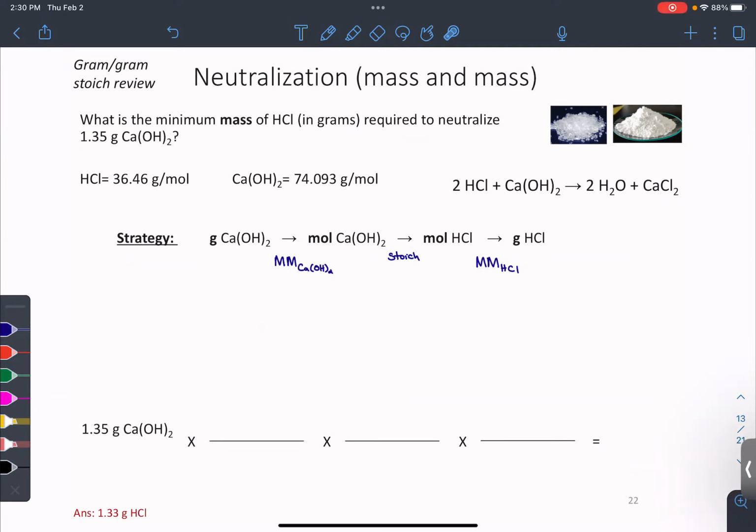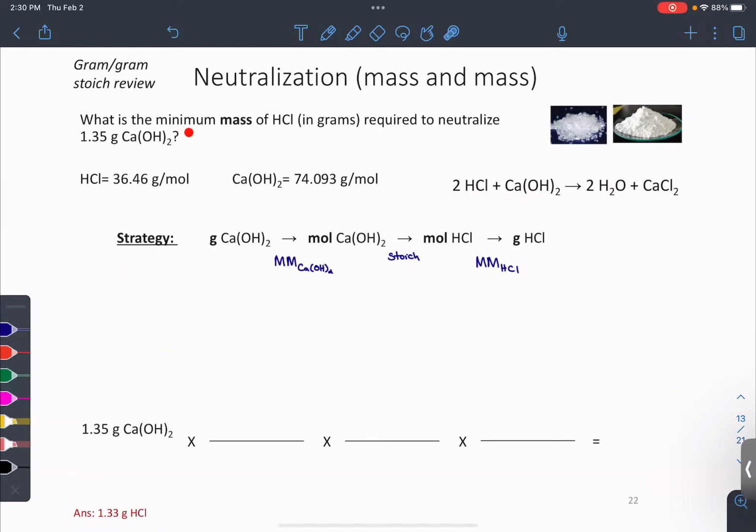But I'll give you another example that's a little bit more familiar. So let's look at this chemical reaction where we take 2 moles of HCl, that's a monoprotic acid. We take 1 mole of calcium hydroxide, that's a dibasic base because there's 2 hydroxides there, and then you neutralize it, right, and make water and salt.